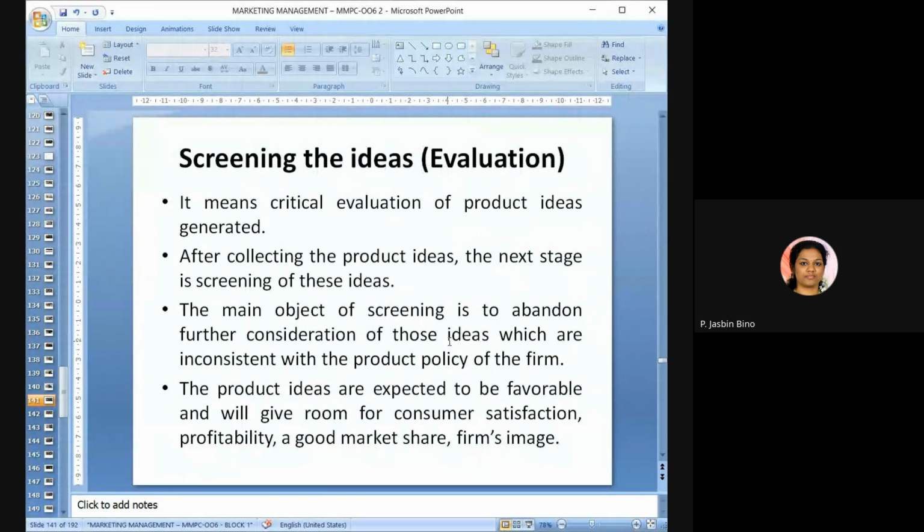Will it satisfy the needs and wants of the customer? Will it increase the market share of the company? Will it give the company profit? These things have to be thought about while evaluating the ideas. The main object of screening is to abandon further consideration of those ideas which are inconsistent with the product policy of the firm. The product ideas are expected to be favorable and give room for customer satisfaction, profitability, a good market share, the firm's image, etc.